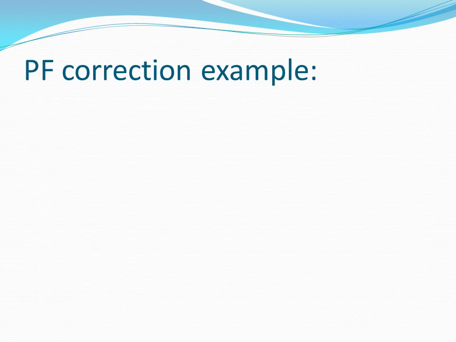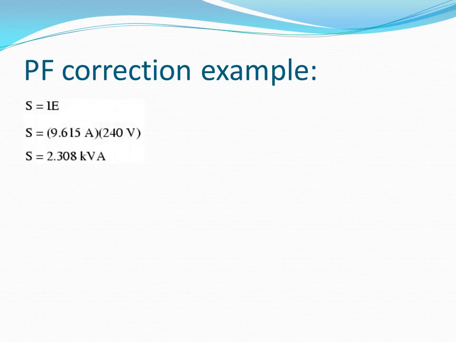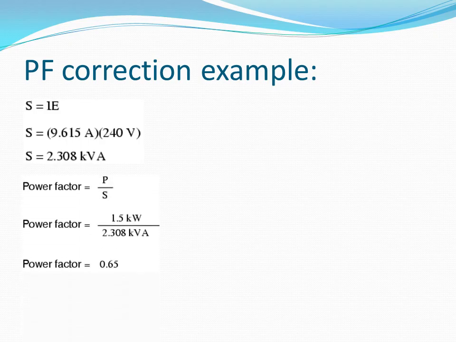First, we need to calculate the apparent power in kVA. We can do this by multiplying load voltage by load current. As we can see, 2.308 kVA is a much larger figure than the 1.5 kilowatts measured by the wattmeter. We figure the power factor of this load by dividing the true power by the apparent power. This tells us that the power factor in this circuit is poor. It is substantially less than 1, at 0.65.